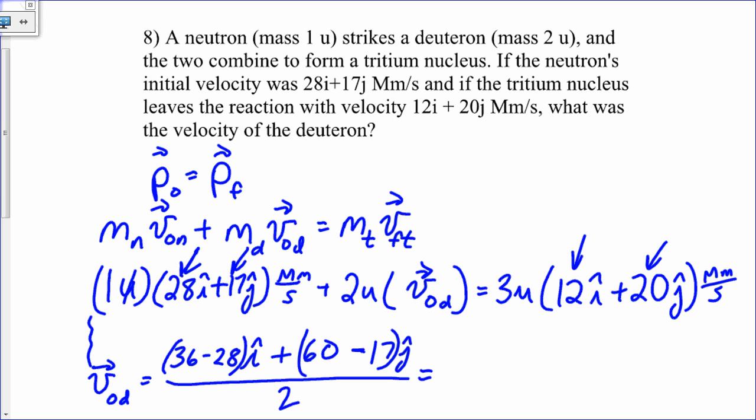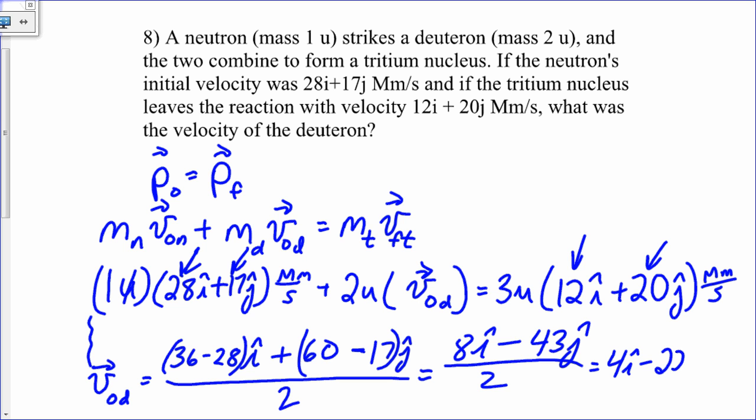So 36 minus 28 is 8i, minus 43j, divided by 2, which is 4i minus 21.5j megameters per second. And so that's the velocity of my deuteron when it goes away.